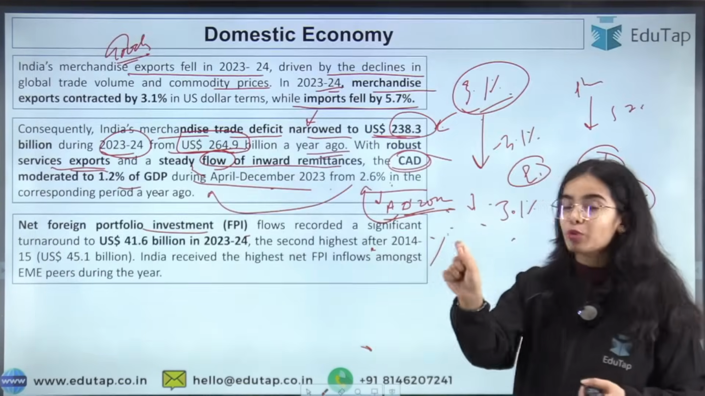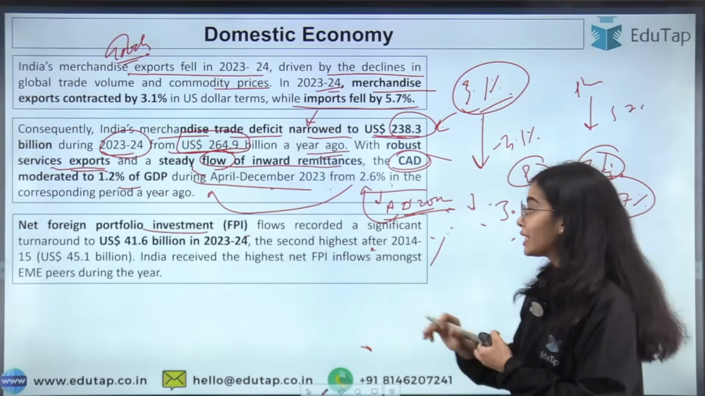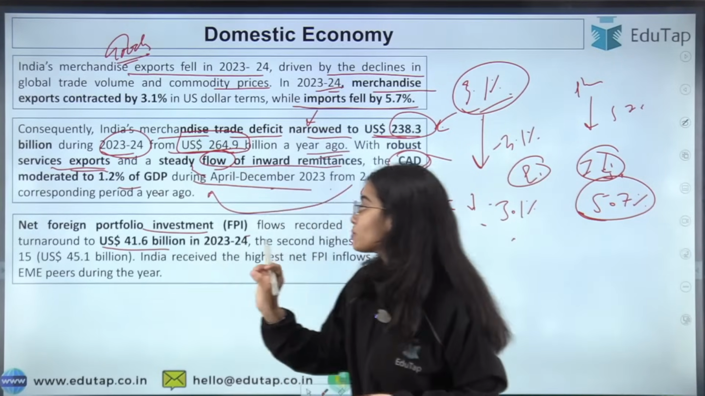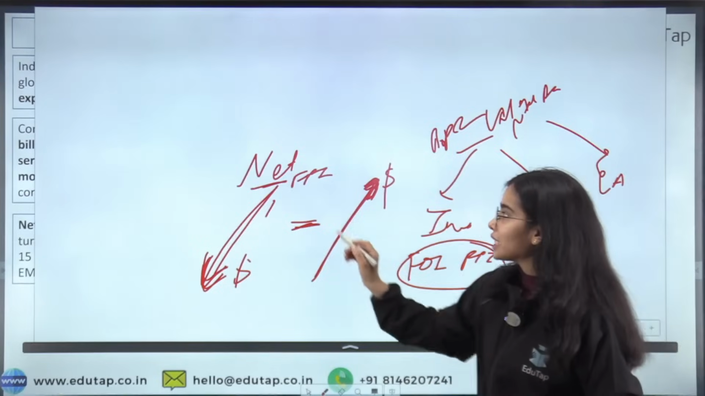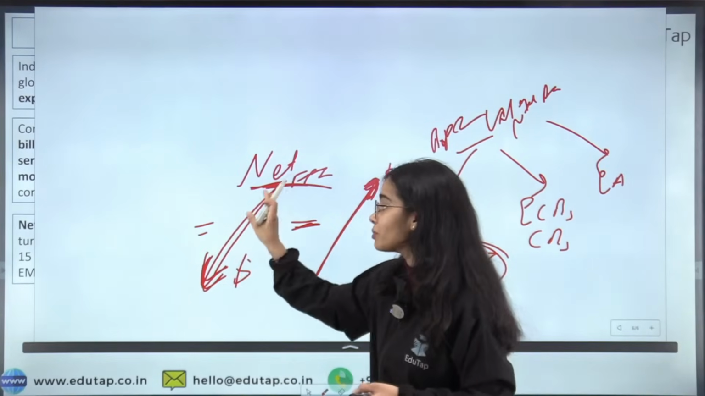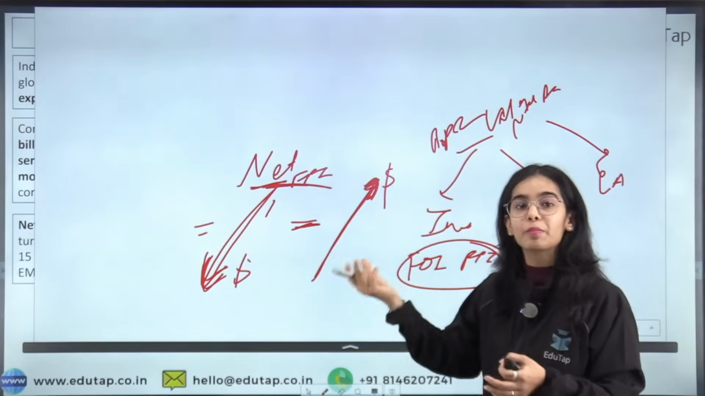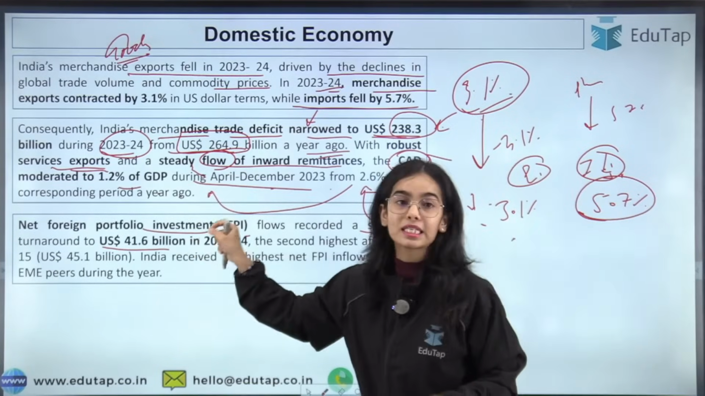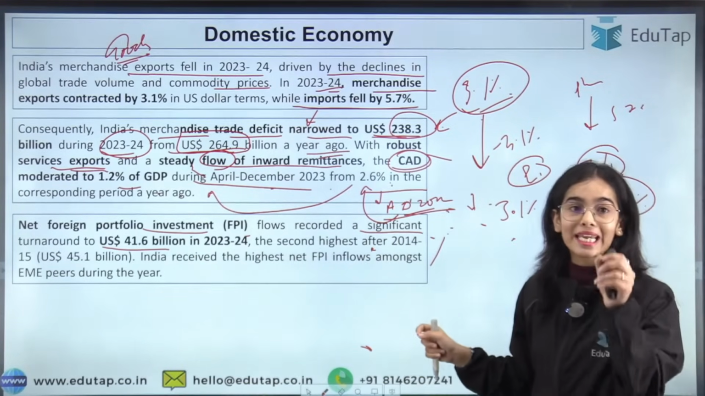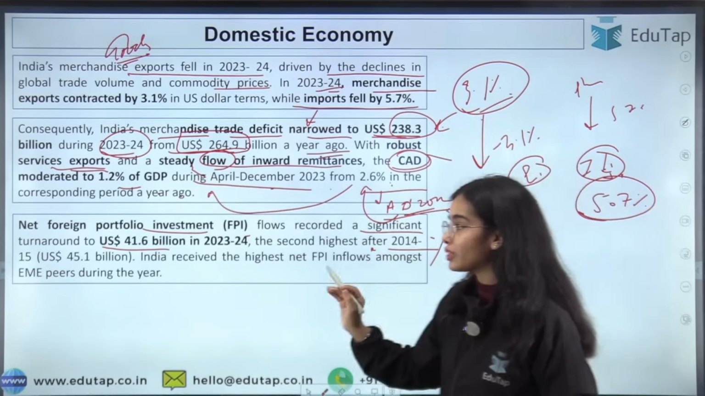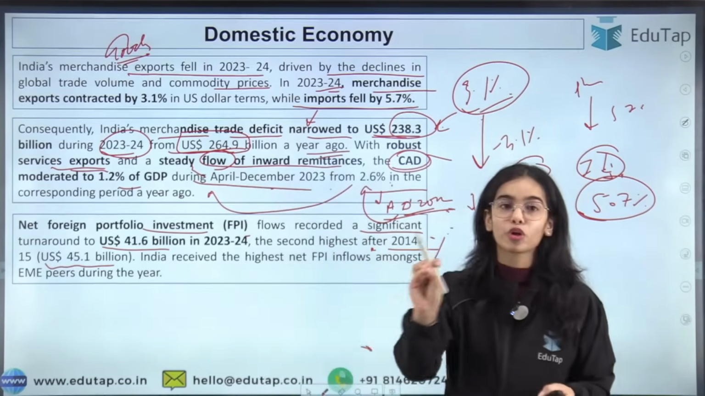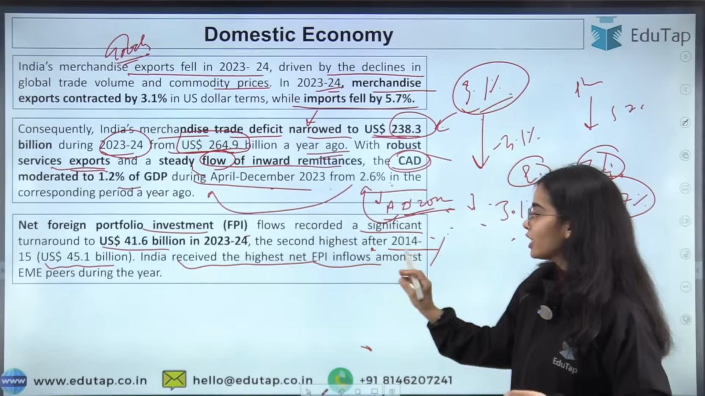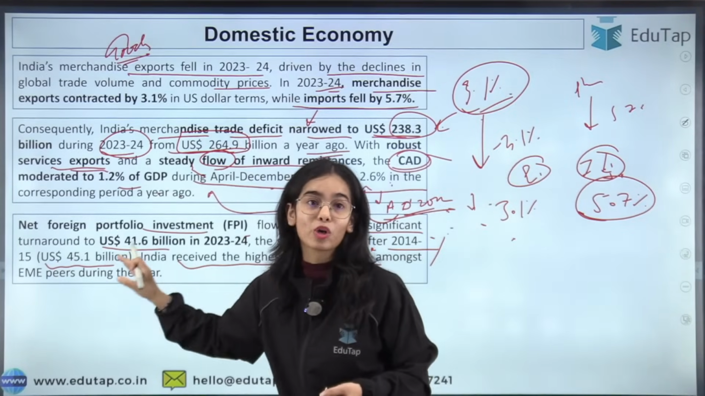Net foreign portfolio investment, coming in minus going out, recorded a significant turnaround to US dollar 41.6 billion in 2023-24. So net FPI has remained positive. That means more inflow has happened compared to the outflow, and the net FPI has remained at $41.6 billion in 2023-24, the second highest after 2014-2015, where the net inflow of foreign portfolio investment was 45.1 billion. India received the highest net FPI inflows amongst the emerging market economy peers during the year.